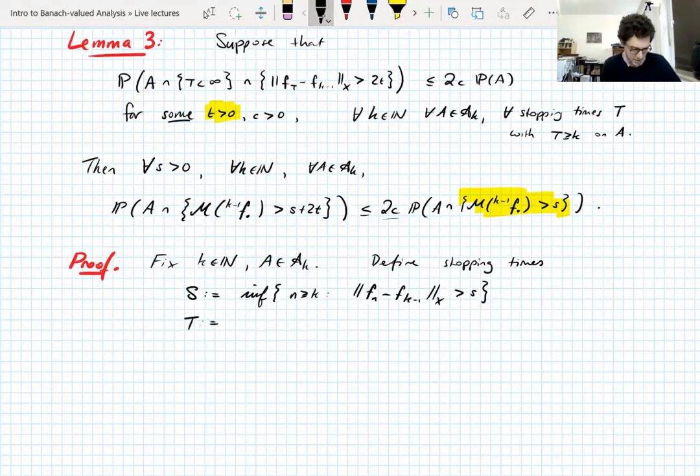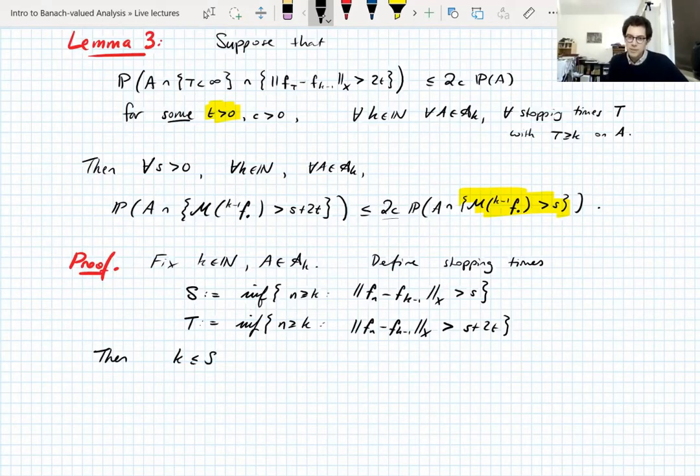And we also define a stopping time T. Again, it's an infimum of n greater than or equal to k, and you look at this oscillation again. But now you want it to be greater than s plus 2t. So obviously that's going to be related to the left-hand side somehow. Then we have, by definition, that k is less than or equal to S everywhere, because S is the infimum of n greater than or equal to k with a certain property. And S is less than or equal to T because the oscillation is going to be bigger than s before it's bigger than s plus 2t in general. So k is less than or equal to S is less than or equal to T.